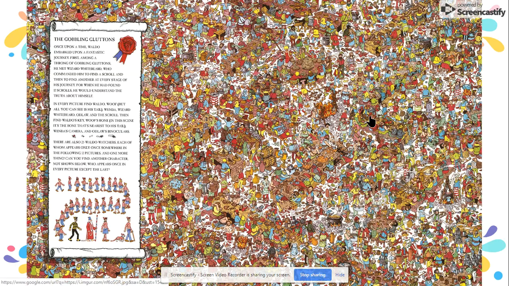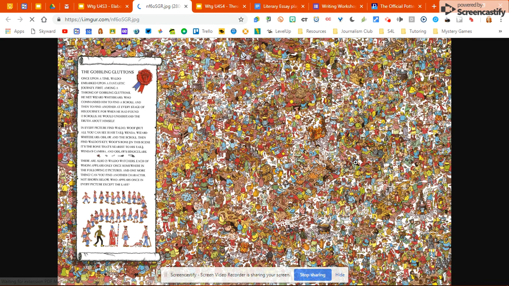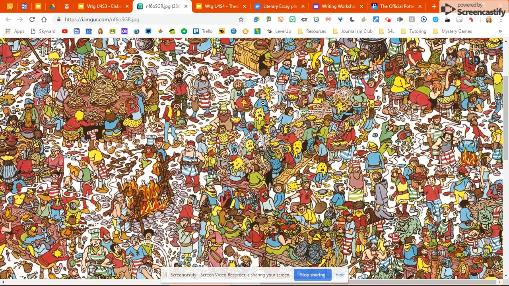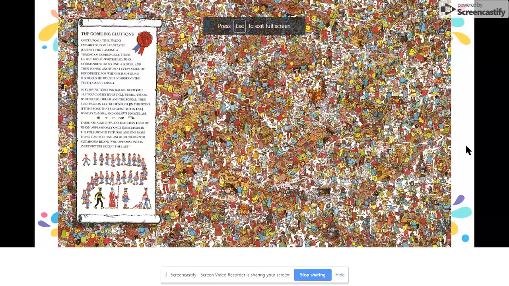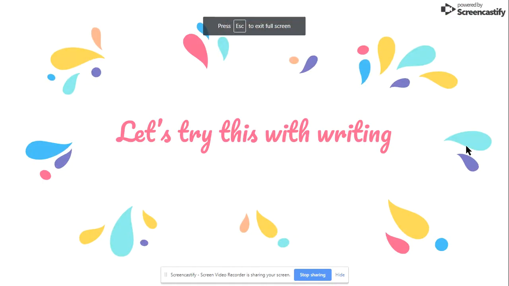But when we zoom in on sections of the picture, we can see that there are some other things happening we might not have noticed at first. I'm going to zoom into this area right here. Now, I can tell from this picture, people have food all over their face. This guy's getting ready to throw whatever this food is. This guy's getting pelted. This guy's on the floor. So now I'm starting to understand why there's such a mess happening here. They're having a food fight, but I couldn't see that until I zoomed in. So let's try this with writing.